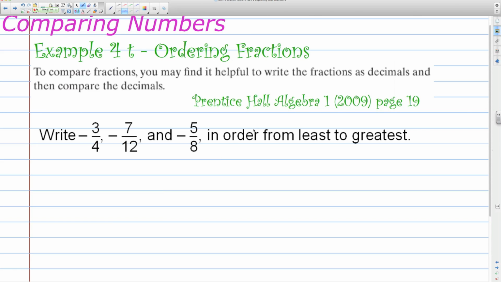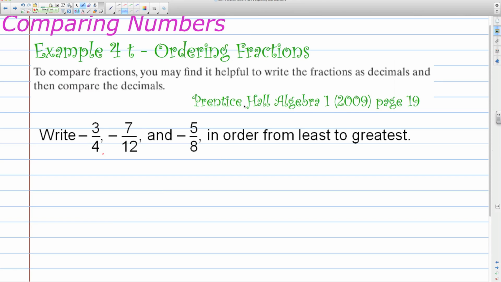Here we're still comparing numbers, but instead of using greater than or less than, we're actually going to be putting the fractions in order. In this example 4T, it's called ordering fractions. To compare fractions, you may find it helpful to write the fractions as decimals and then compare the decimals. That's a basic math skill that you should know how to do, is convert a fraction into a decimal. Many times students don't know how to do this. We have to divide the top by the bottom, or divide the numerator by the denominator.